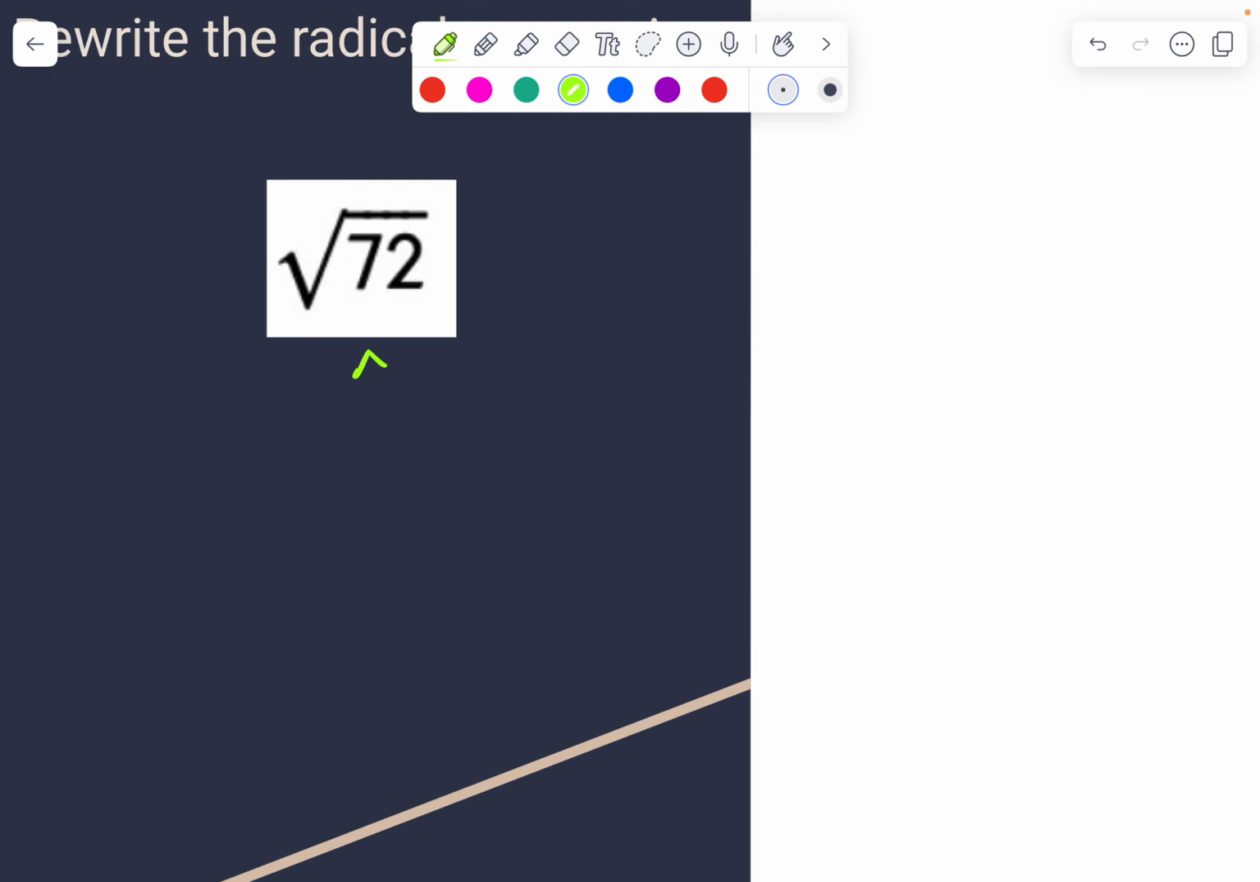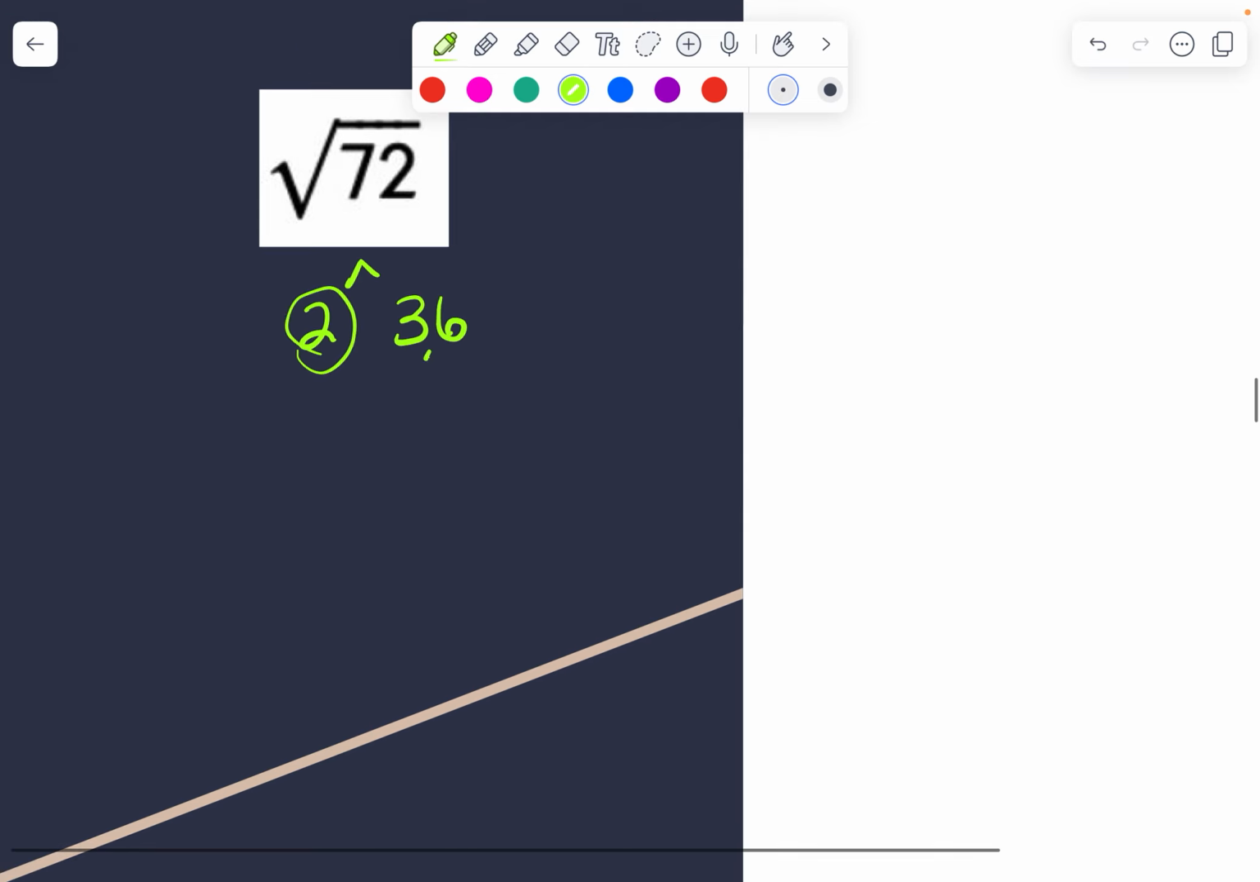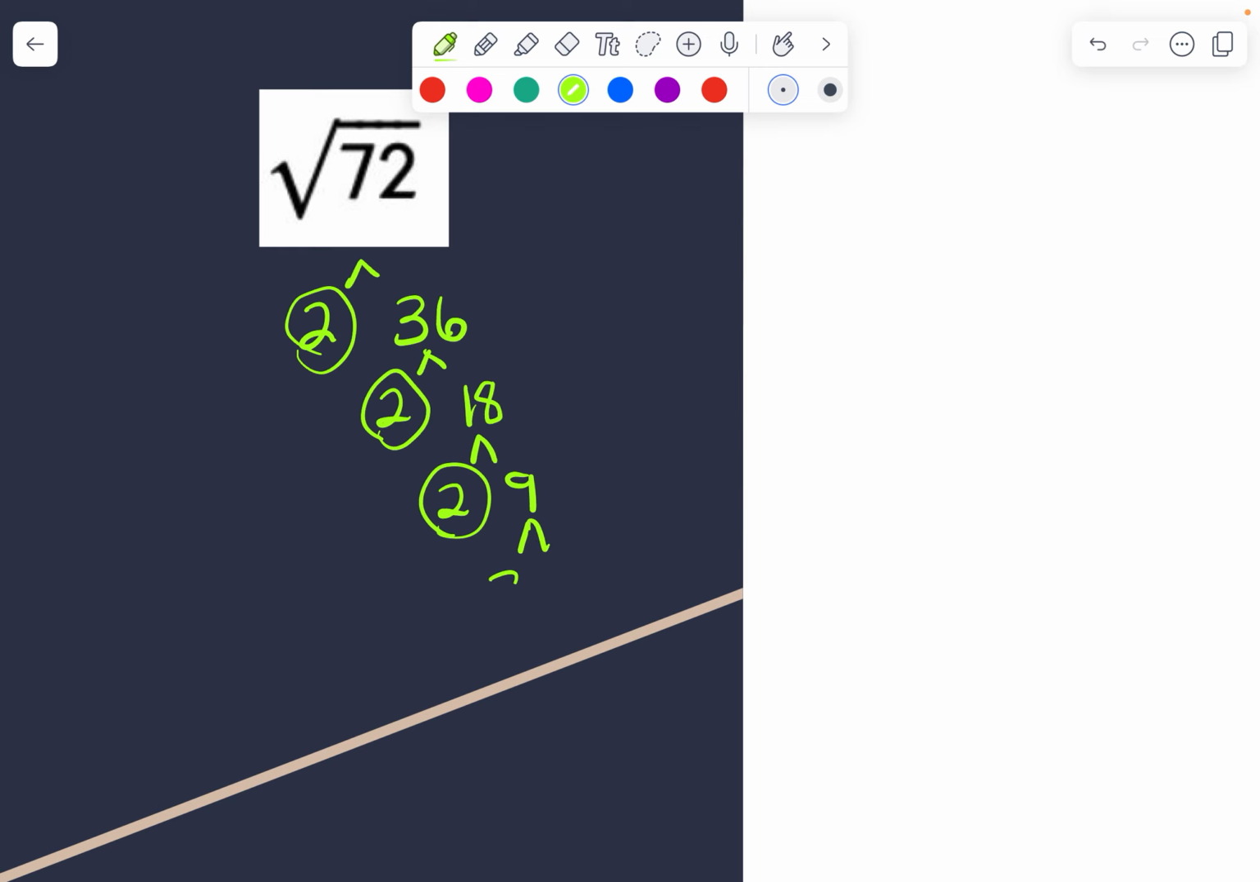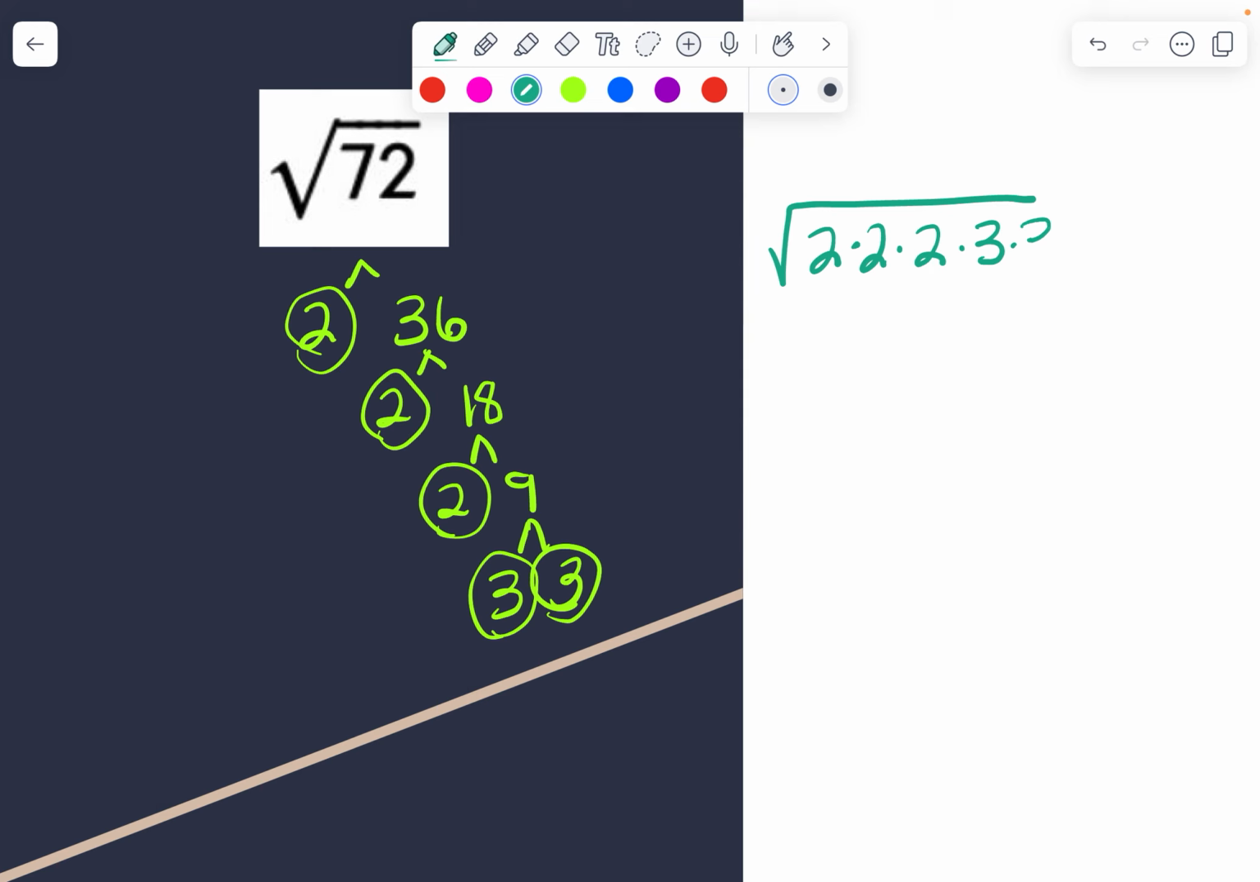72, there's many ways we can split that up. I'm going to do 2 and 36. 2 is prime. 36 is 2 and 18. 2 is prime. 18 is 2 and 9. 2 is prime. 9 is 3 and 3. Those are both prime. So we have 2 times 2 times 2 times 3 times 3.